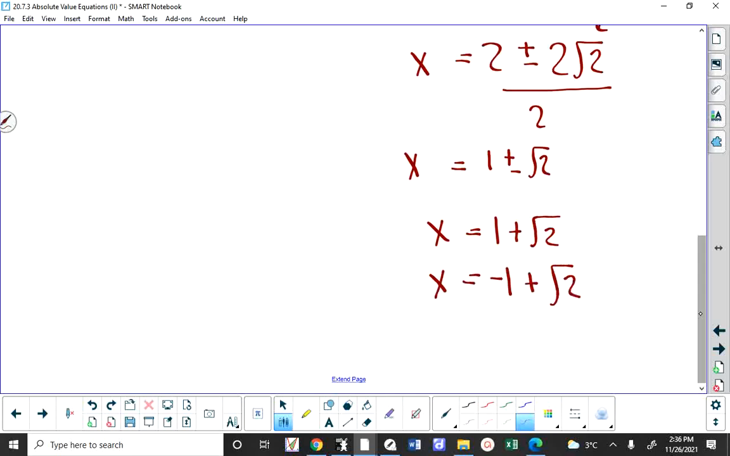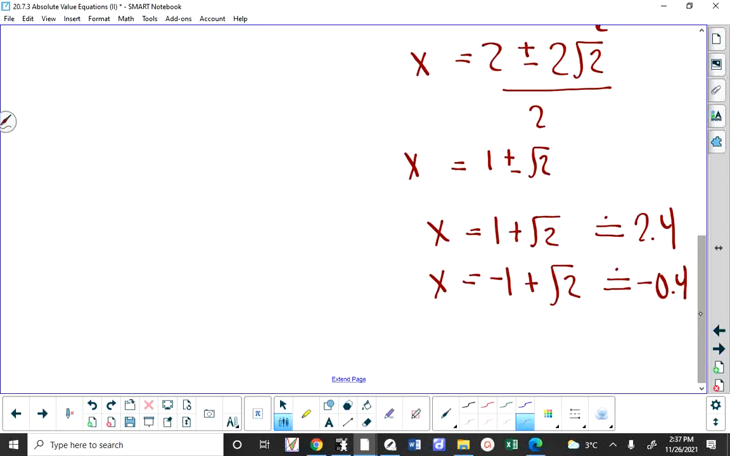What was our domain here for equation 2, which is what we're working on? Wasn't it that x had to be between 0 and 2? So let's calculate these and see if either of them are between 0 and 2. I have a feeling neither one will be. This number is very approximately 2.4. Am I in the right ballpark? And this number is very approximately negative 0.4. So there's no solutions to this equation.